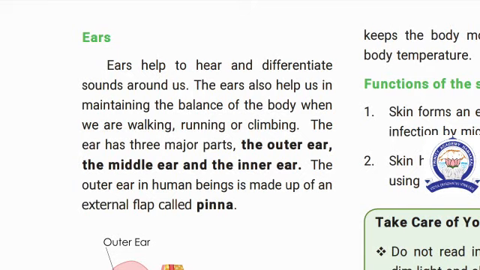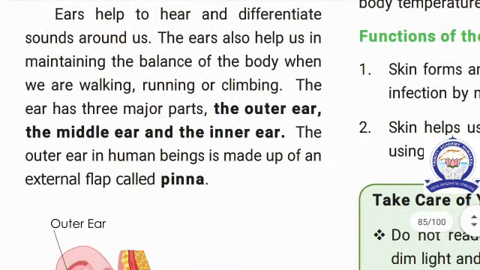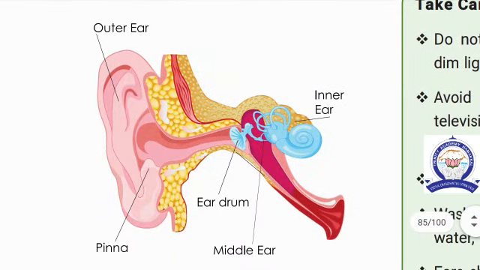The ears also help us maintain the balance of the body when we are walking, running, climbing, etc. The ear has three main parts: the outer ear, the middle ear, and the inner ear. See here, see the diagram. The outer part is the pinna. This is the outer ear.